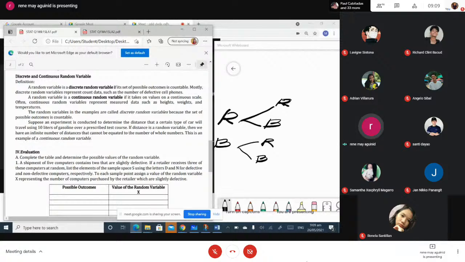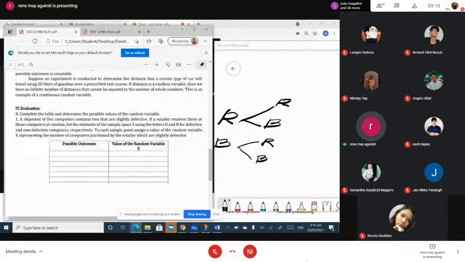Number of chairs sa classroom. That is an example of a discrete. Number of rooms sa isa ka eskwelahan, that is considered as discrete. But sa pamasahe sa jeep, kanang nakabutang gid sa ila ang fare matrix, that is considered as continuous. Kinahanglan na siya yung mga kanang sentimo, mga values. So that is considered continuous.